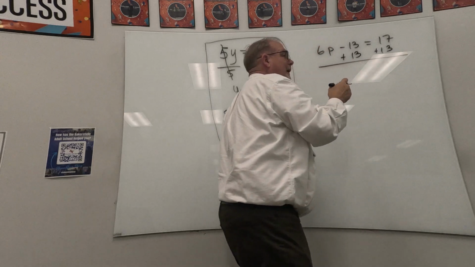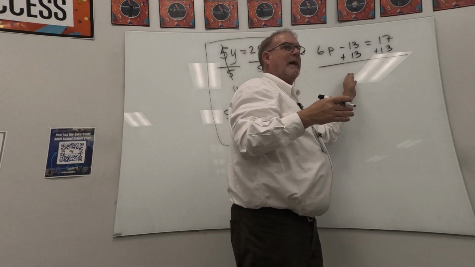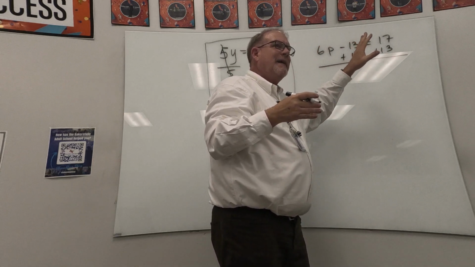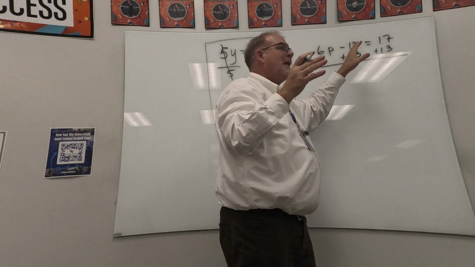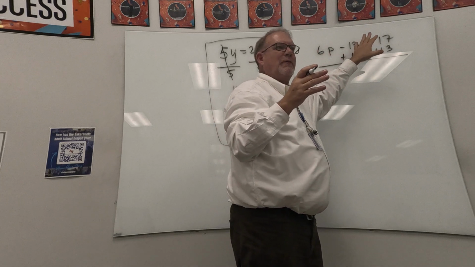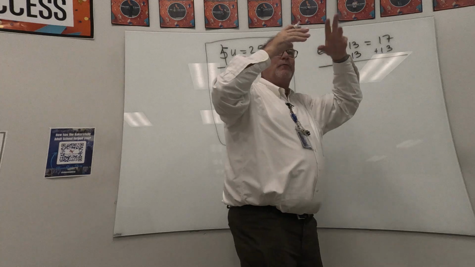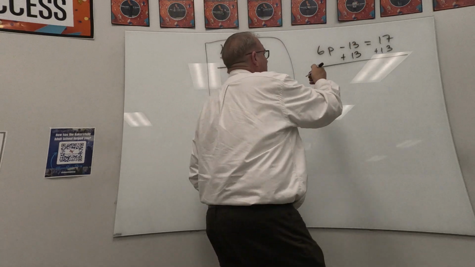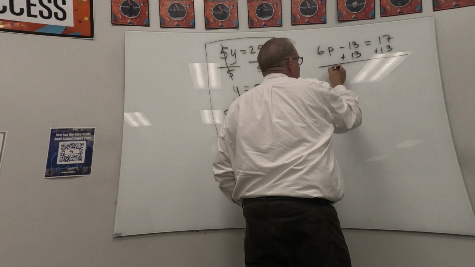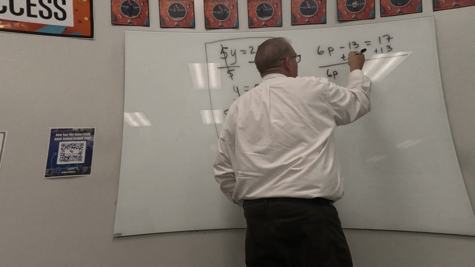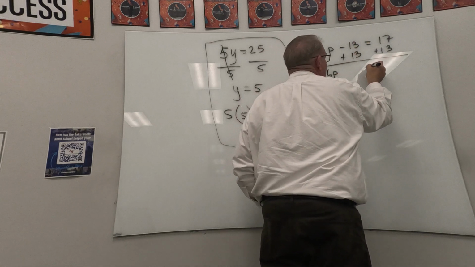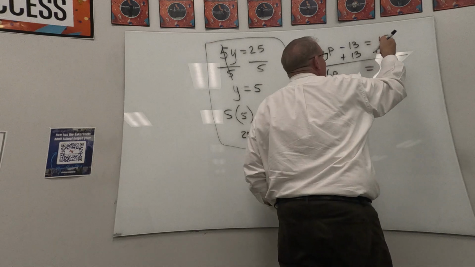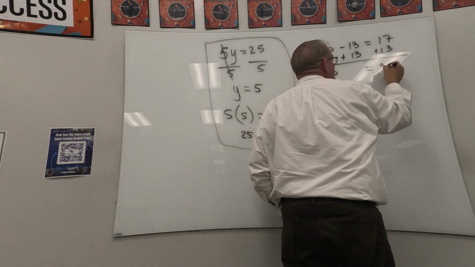Notice I didn't do any work. I put it under both. And I promise you, I'm saying this to everybody. Everybody can hear me. Some of you will not do that. And that's where it'll cause problems. All right, now let's do some math. 6p plus 0. Negative 13 plus 13. Well, that's done. And what's 17 plus 13?